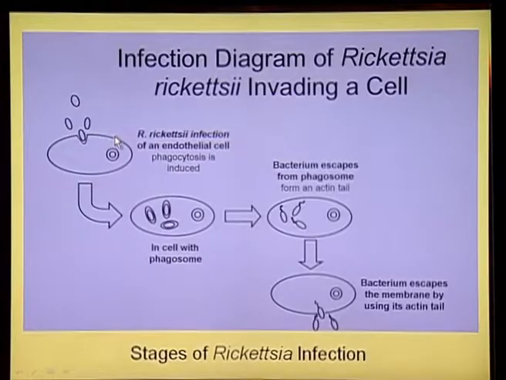Sir, I have a question. How does rickettsia escape phagocytosis? This is a very good question. Actually, I was about to say this particular point. You see, rickettsia normally enters through the endothelial cell. Phagocytosis has to be induced.